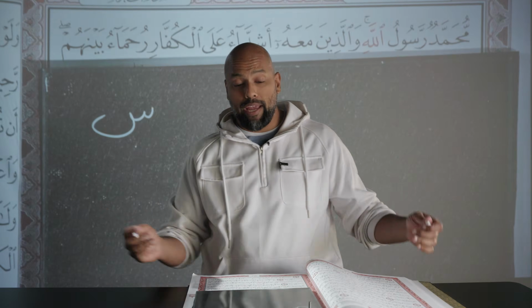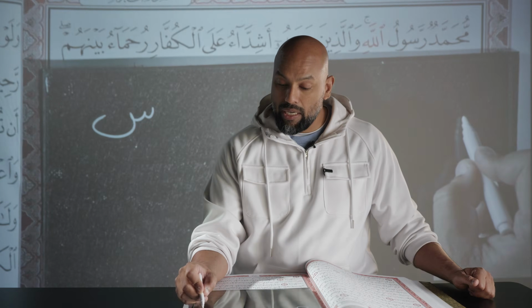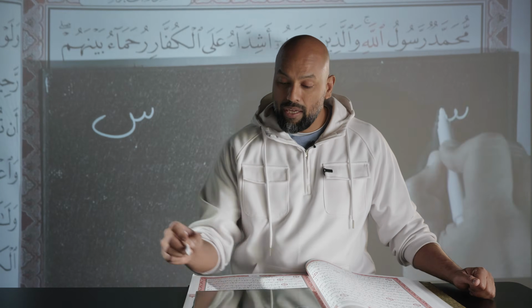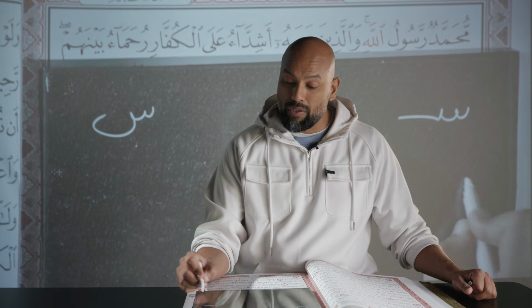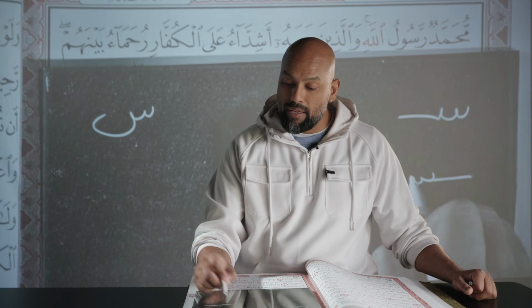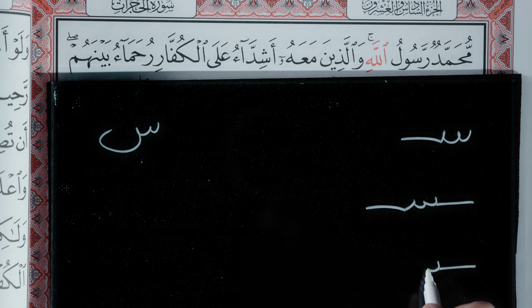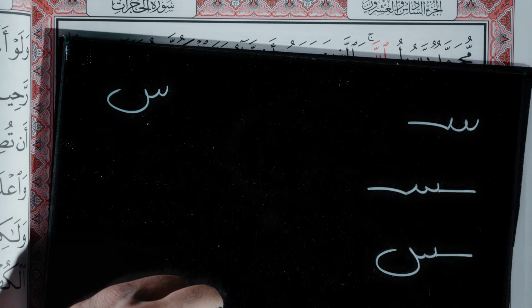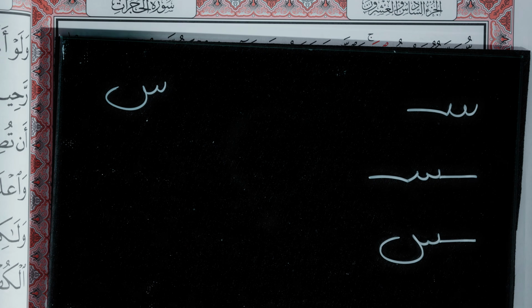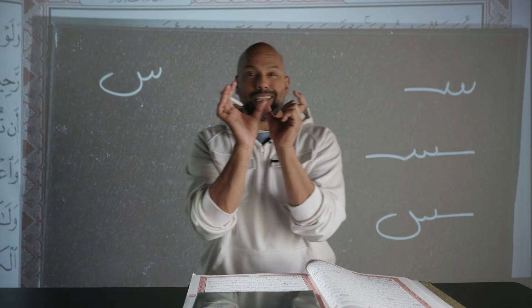So let's look at how this letter looks in the beginning. In the beginning, it's going to have the binoculars and then it might connect to a letter afterwards. If it's in the middle, it'll have the binoculars in the middle. And then in the end, you'll have the binoculars and then the big bowl right towards the end. So you have the letter by itself, and then how it looks in the beginning, in the middle, and the end. That is the letter Seen.